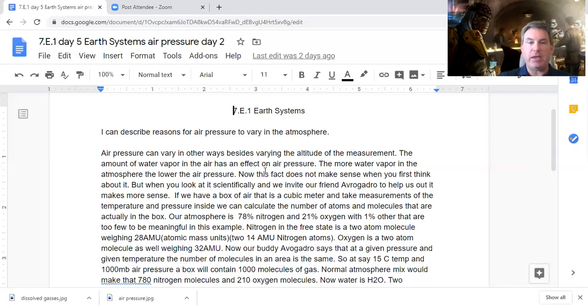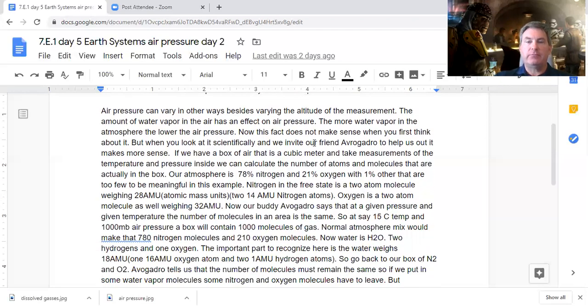Our atmosphere is 78% nitrogen and 21% oxygen with 1% other. Right now we're going to ignore that 1% of other stuff, because when we're talking about the number of atoms, there are too few to really be meaningful in these examples. So nitrogen in the free state is not a single atom of nitrogen. It's actually two atoms of nitrogen put together.